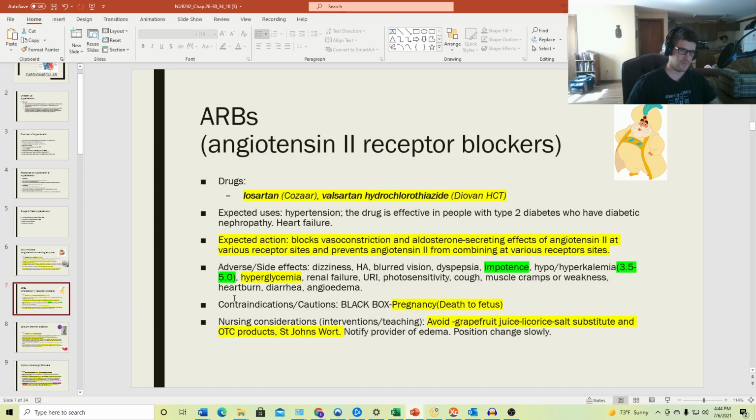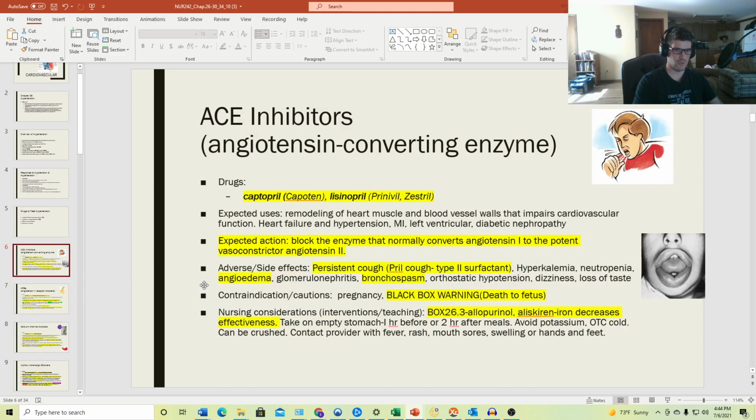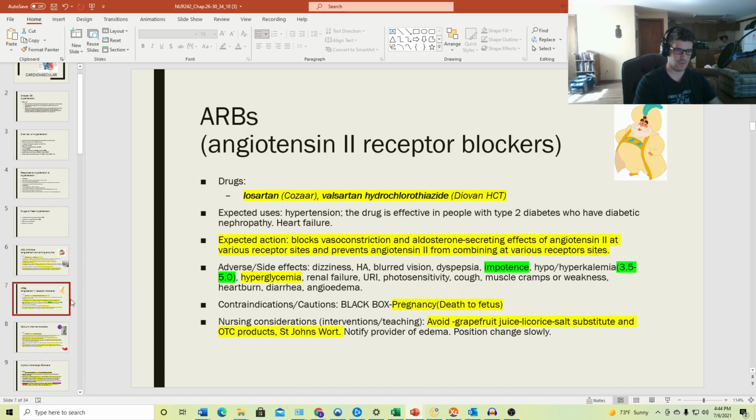I think the really big thing is it blocks angiotensin 2, and it's right there in the name, okay? And if we go back and look, angiotensin 2 is a potent vasoconstrictor. So what that's going to do is keep your veins and arteries open wide and therefore decrease the pressure on the inside of them. That's how it's going to work, all right?